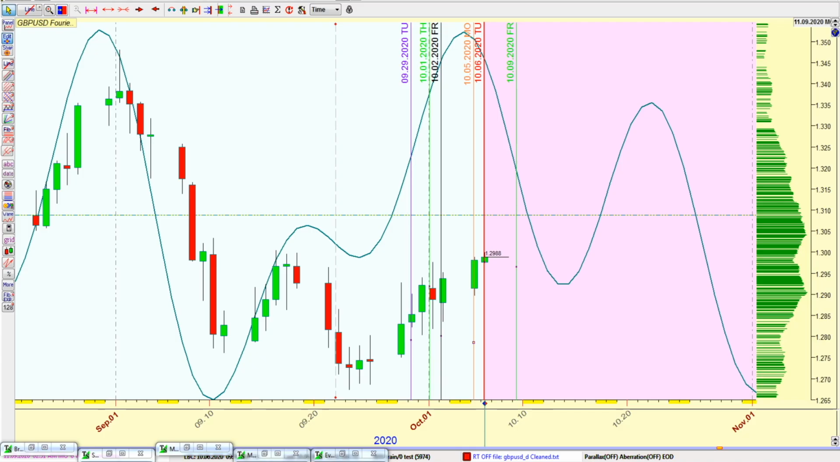Hey guys, today is October the 6th of 2020, and I want to go over the pound dollar using Fourier analysis and Gann theory, and also do a recap of last week's signals and see how that panned out. So let's get right into it. Last week, these are the signals that we had, and out of last week, I did 3 trades.